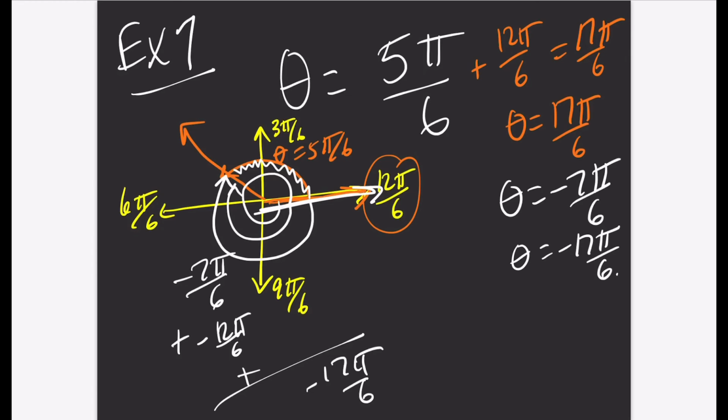That's not right. That'll be negative 19 pi over 6.